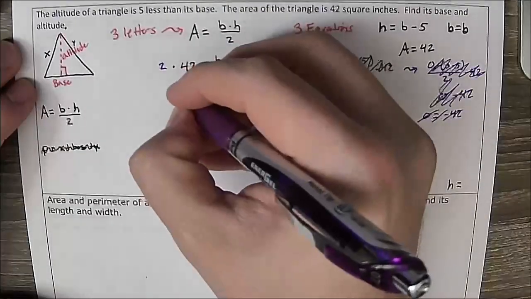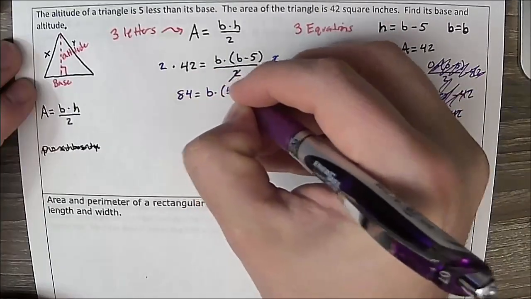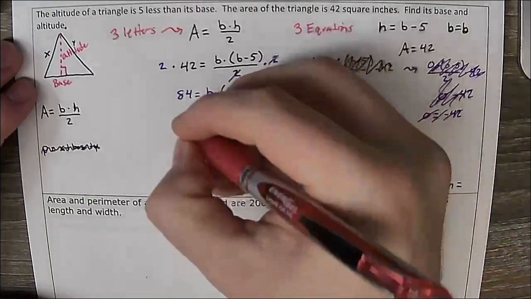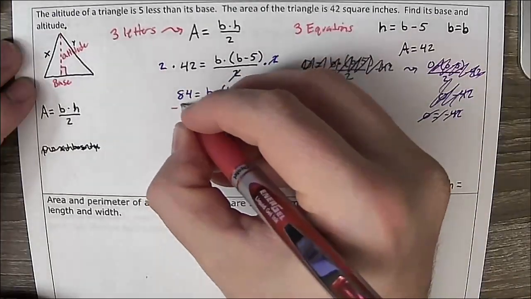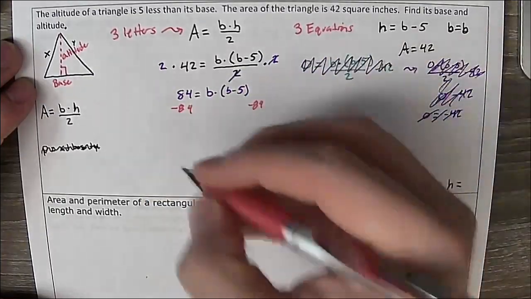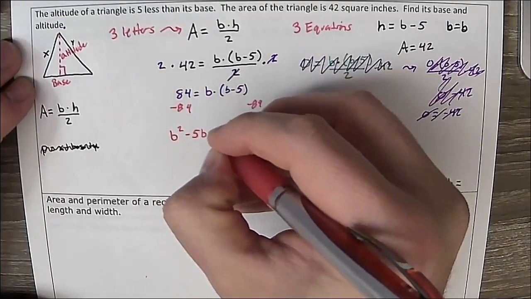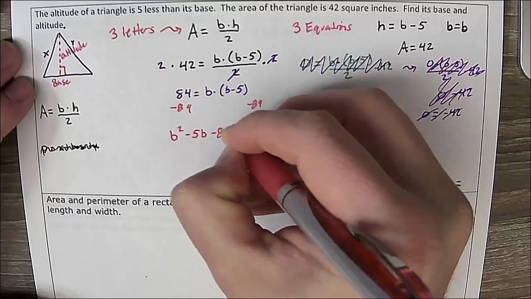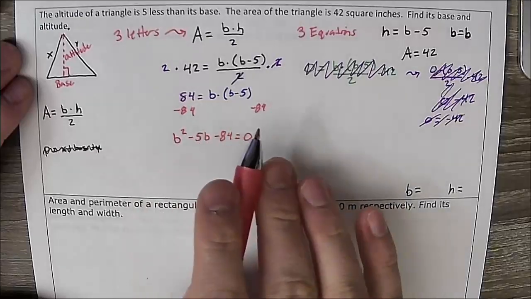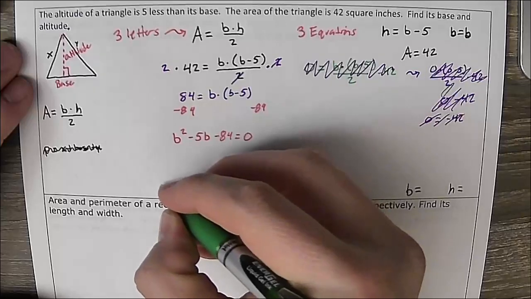That allows me to have 84 equals b times b minus 5. I'm going to distribute, and while I'm doing that, I'm going to subtract 84 from both sides. That gives me b squared minus 5b minus 84 is equal to 0. So now I've got my quadratic equal to 0. Factoring this down, I'm going to get my two binomials.